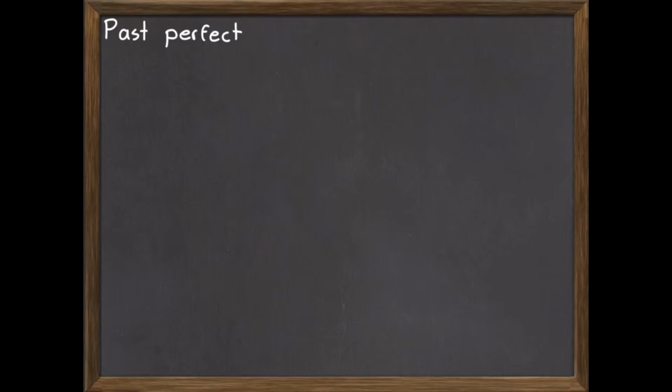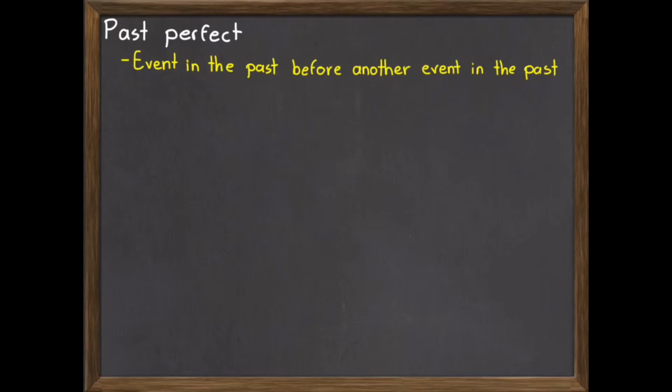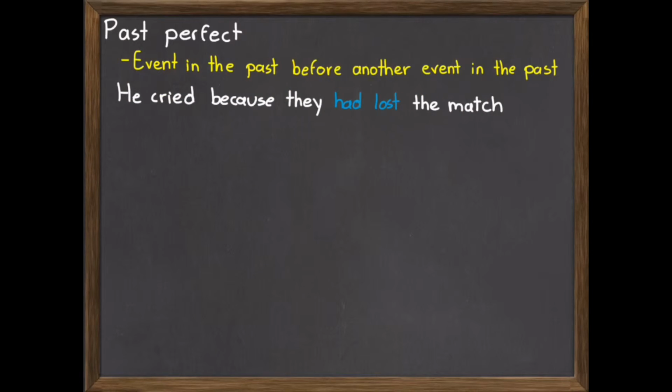Now let's look at how to use past perfect. We use past perfect to talk about an event in the past that happened before another event in the past, in a specific time in the past. For example, he cried because they had lost the match. Here, the past perfect verb is had lost, the verb being lost and the auxiliary verb being had.